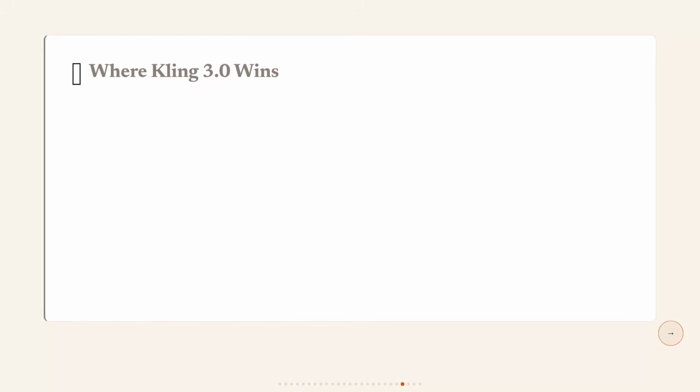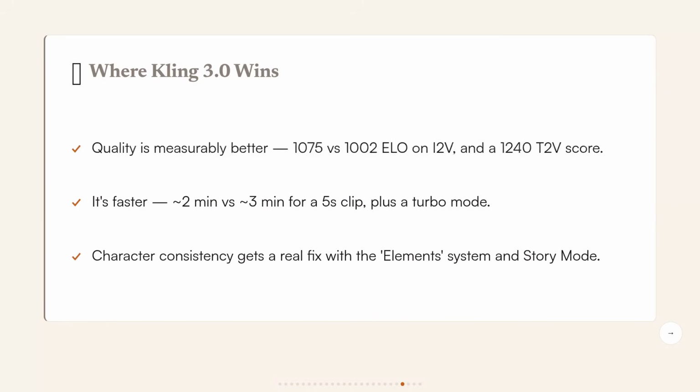And here's where Kling 3.0 is clearly better. Quality is measurably higher, 1075 versus 1002 ELO on i2v, and a 1240 t2v score with no comparable 2.6 number. It's about a third faster on a standard clip, plus turbo mode. And character consistency across multi-shot sequences is actually fixed with the element system, which is a real creative unlock for anyone doing story-driven work.